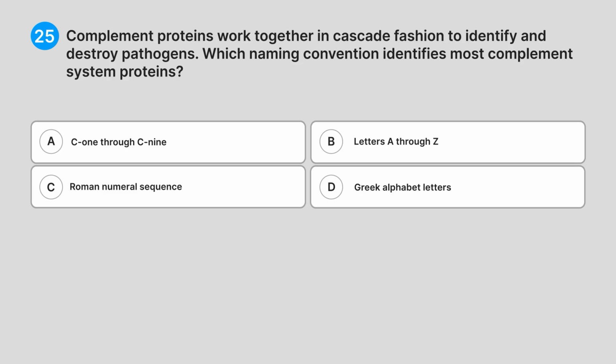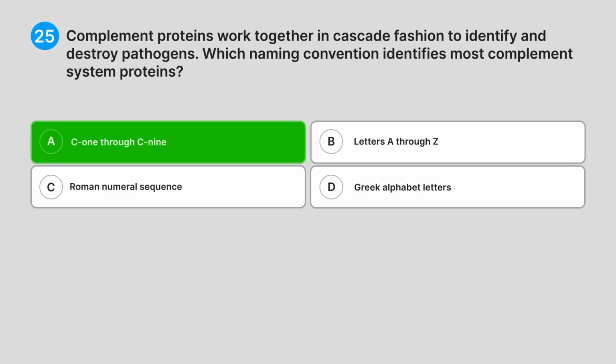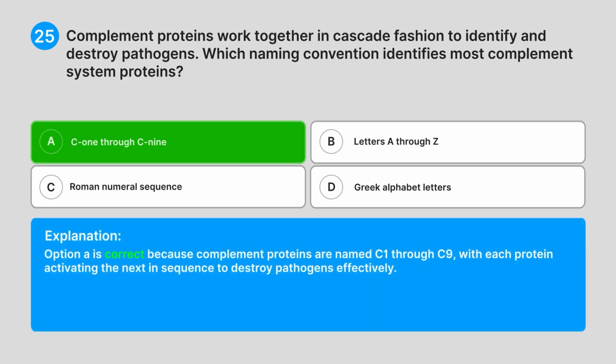Correct answer, A. C1 through C9. Explanation. Option A is correct because complement proteins are named C1 through C9, with each protein activating the next in sequence to destroy pathogens effectively.